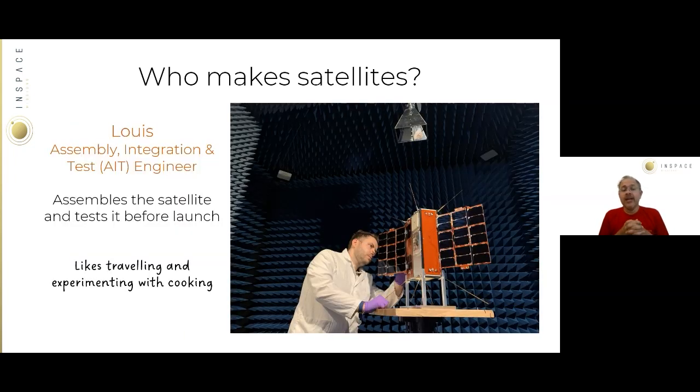This is Lewis. He's one of the most important people for us. He's what we call an assembly, integration, and test engineer. These are the people responsible for assembling the satellite together at the end and then testing them out in big vacuum chambers on the ground and testing them up to very high temperatures and very low temperatures, because in direct sunlight, a spacecraft can get very hot, or when it's in shade, a satellite can get very cold, and we want to make sure that it is working in all sorts of conditions. So Lewis is responsible for assembling the satellite correctly and then testing it before it is launched.